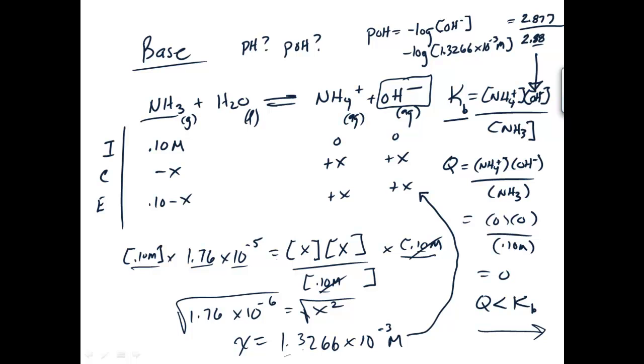Now, the easy way to determine the pH, because it asks for the pH as well, is just to say 14 minus 2.88.